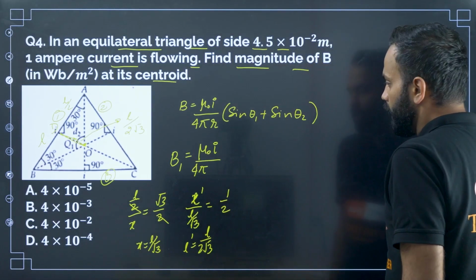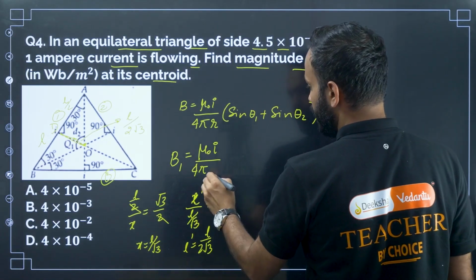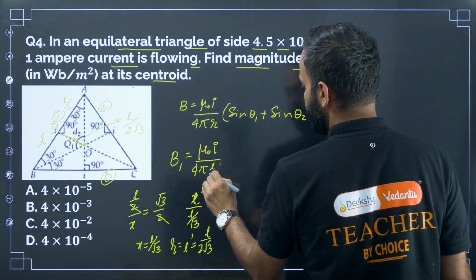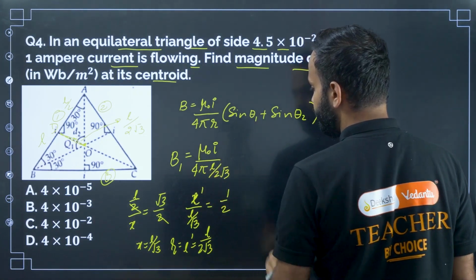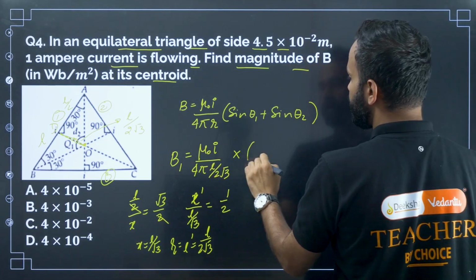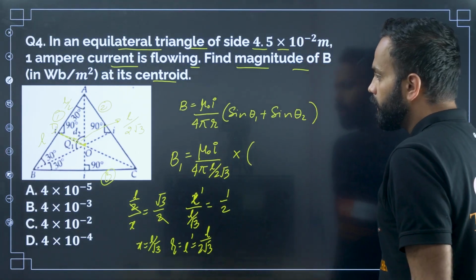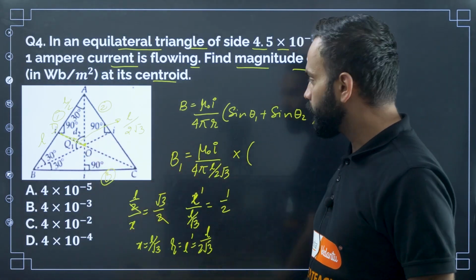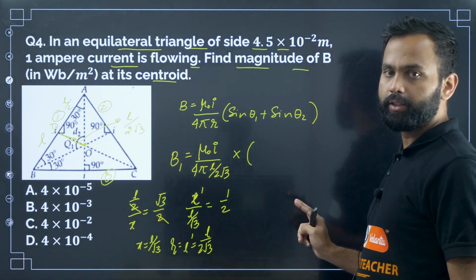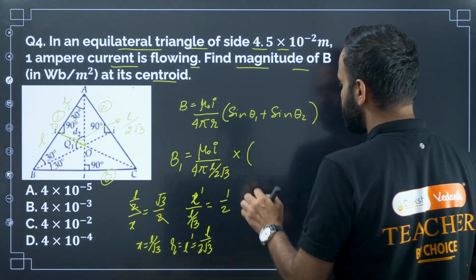Now here r is L dash, so L divided by 2 into root 3, into sine of theta 1 plus sine of theta 2. Here theta 1 is 60 degree, theta 2 is also 60 degree. So sine 60 degree plus sine 60 degree is 2 times sine 60 degree, that is 2 times root 3 by 2, which is root 3.